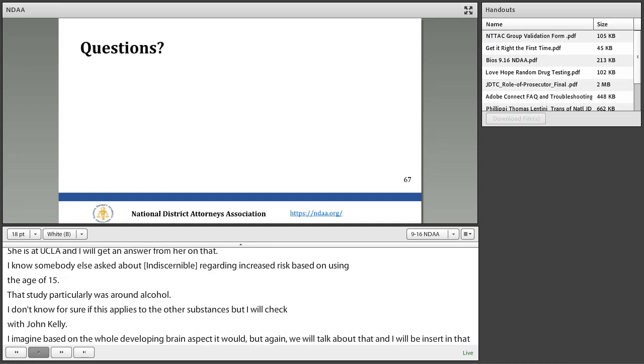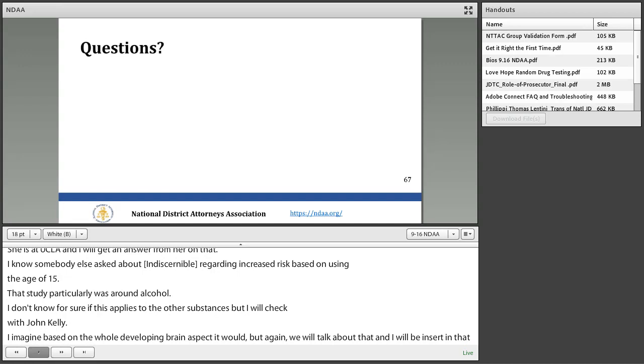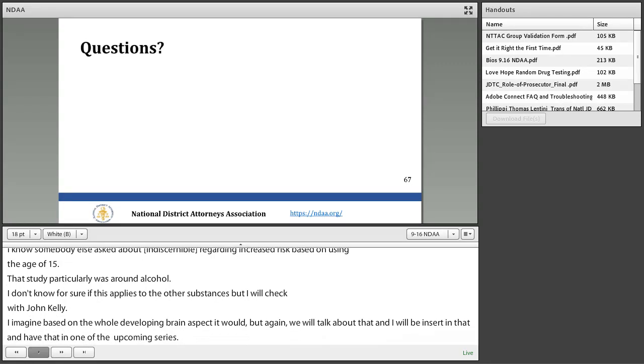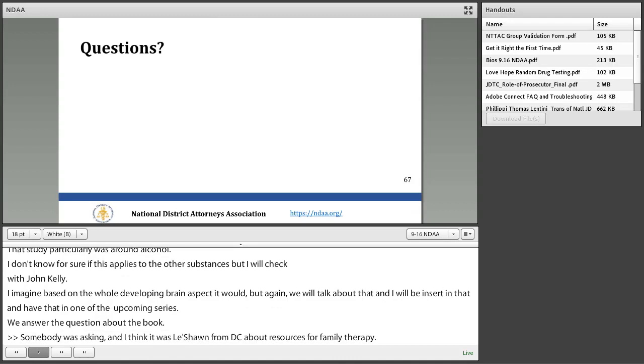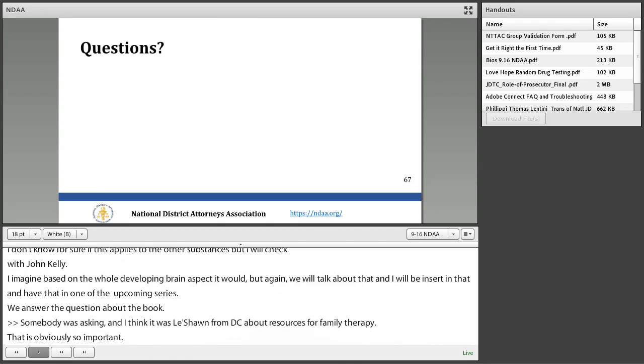And we answered the question about the book, and let's see here. Oh, somebody was asking, and I think it was LaShawn from DC, about resources for family therapy, and that is obviously so important. And I know that one of your colleagues talked about MST, so we know there's multi-systemic therapy out there, family functional therapy.